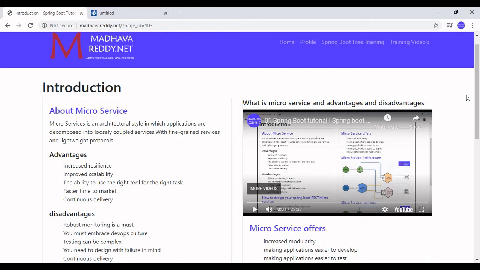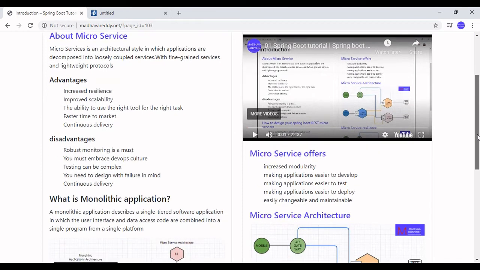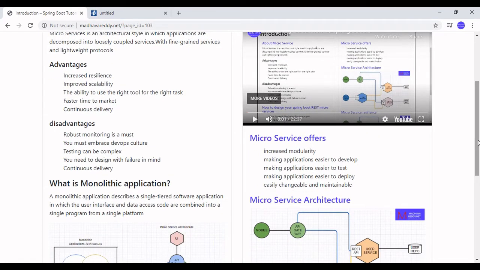Okay, clear. What are the advantages? The advantages are increased resilience and scalability, the ability to use the right tool for the right task, and faster time to market and continuous delivery. And disadvantages: robust monitoring is a must.